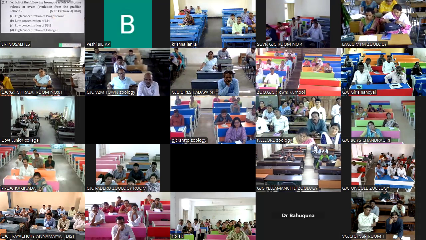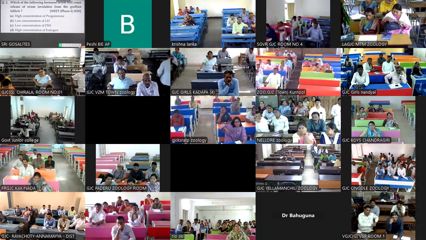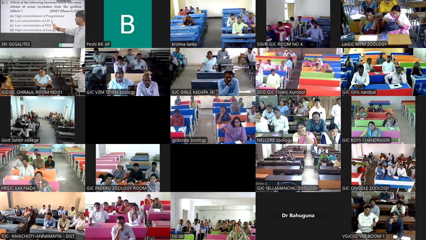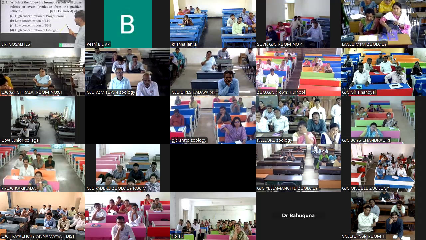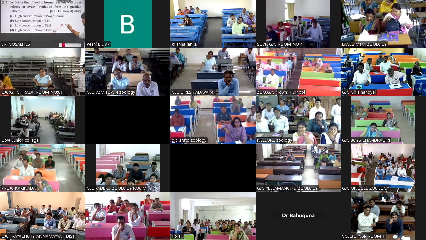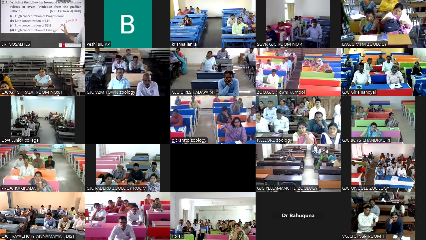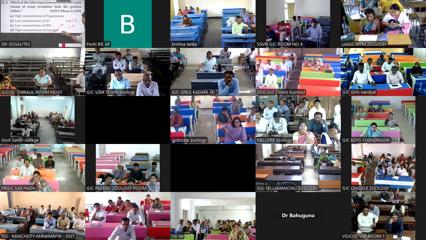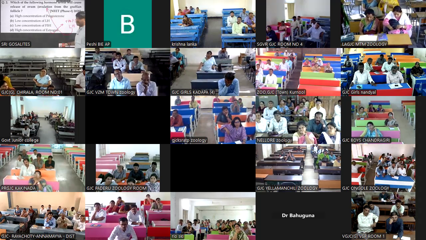Which of the following hormone levels will cause release of ovum, ovulation, from the Graafian follicle? High concentration of, low concentration of LH, low concentration of FSH, high concentration of estrogen, high concentration of progesterone. Answer: high concentration of estrogen. High concentration of estrogen gives positive feedback. Here one concept is hidden. Positive feedback to LH, and due to LH, ovulation.